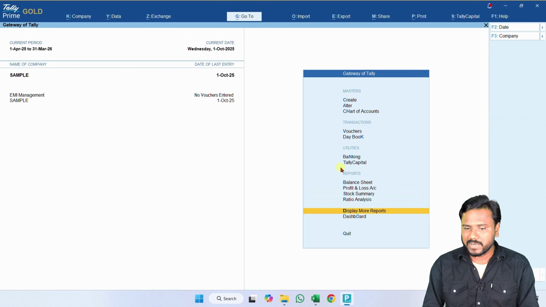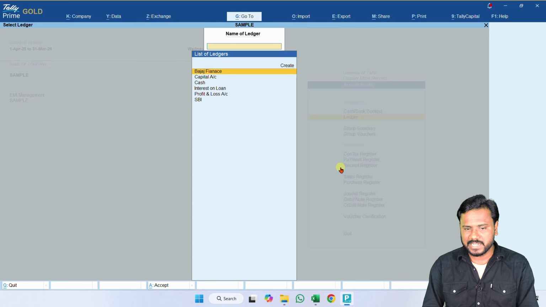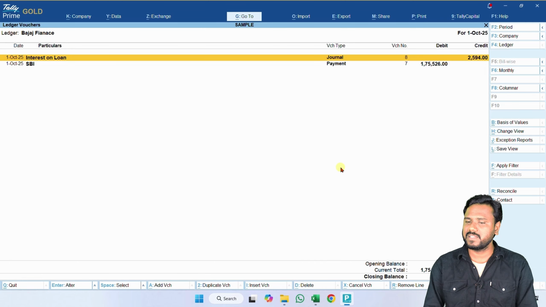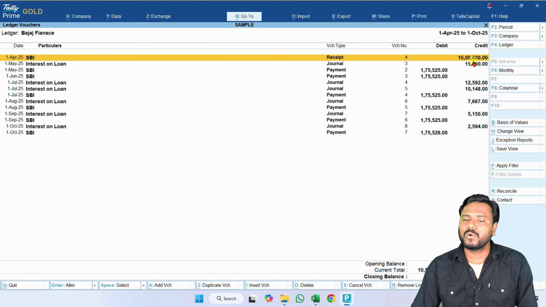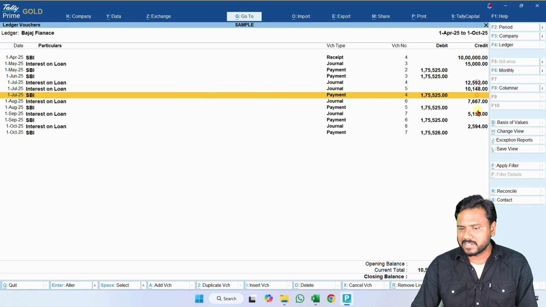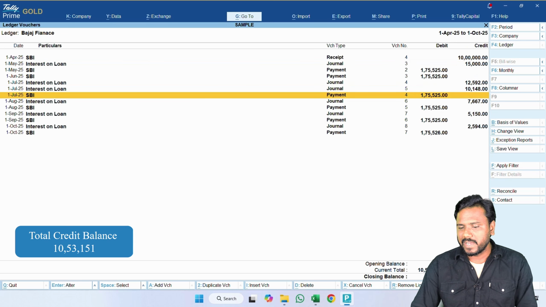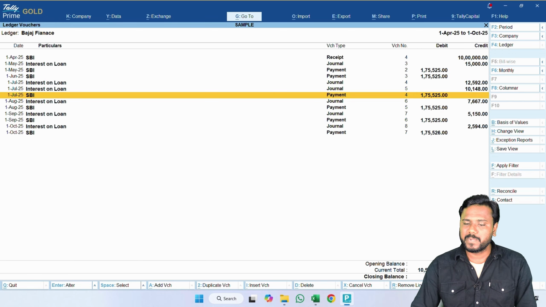At the same time, display more reports, account books, ledger, open Bajaj Finance. Here also I can see. Let me clear the date. From also blank, space bar, to also blank, space bar. So loan taken 10 lakhs and every month you added interest like this. So the total credit balance increased to 10 lakhs 53,151 and you paid a total of 10 lakh 53,151.